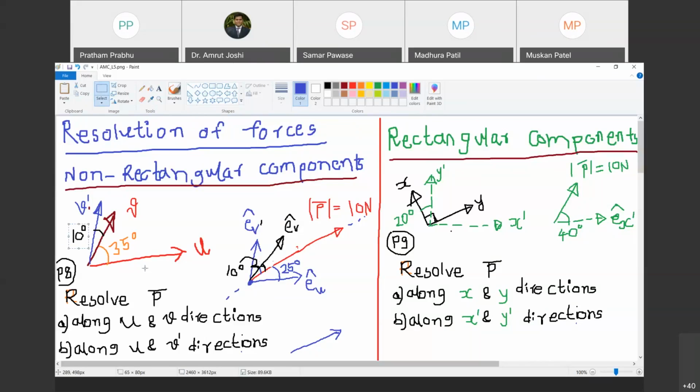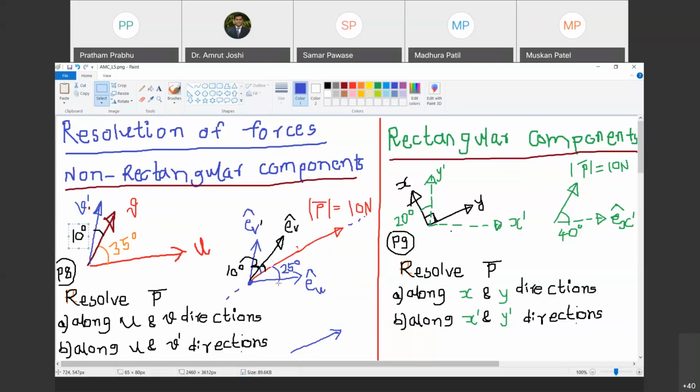Now this force P with reference to e_U cap makes an anti-clockwise angle of 25 degrees. Its line of action makes an angle of 25 degrees anti-clockwise with reference to e_U cap. So with reference to V, V dash and U directions, I have located P. Do you agree with me? Once I locate P with reference to one of the unit vectors, I locate it with reference to the other unit vectors as well, because I already know the mutual angles between these unit vectors. Do you agree with me?